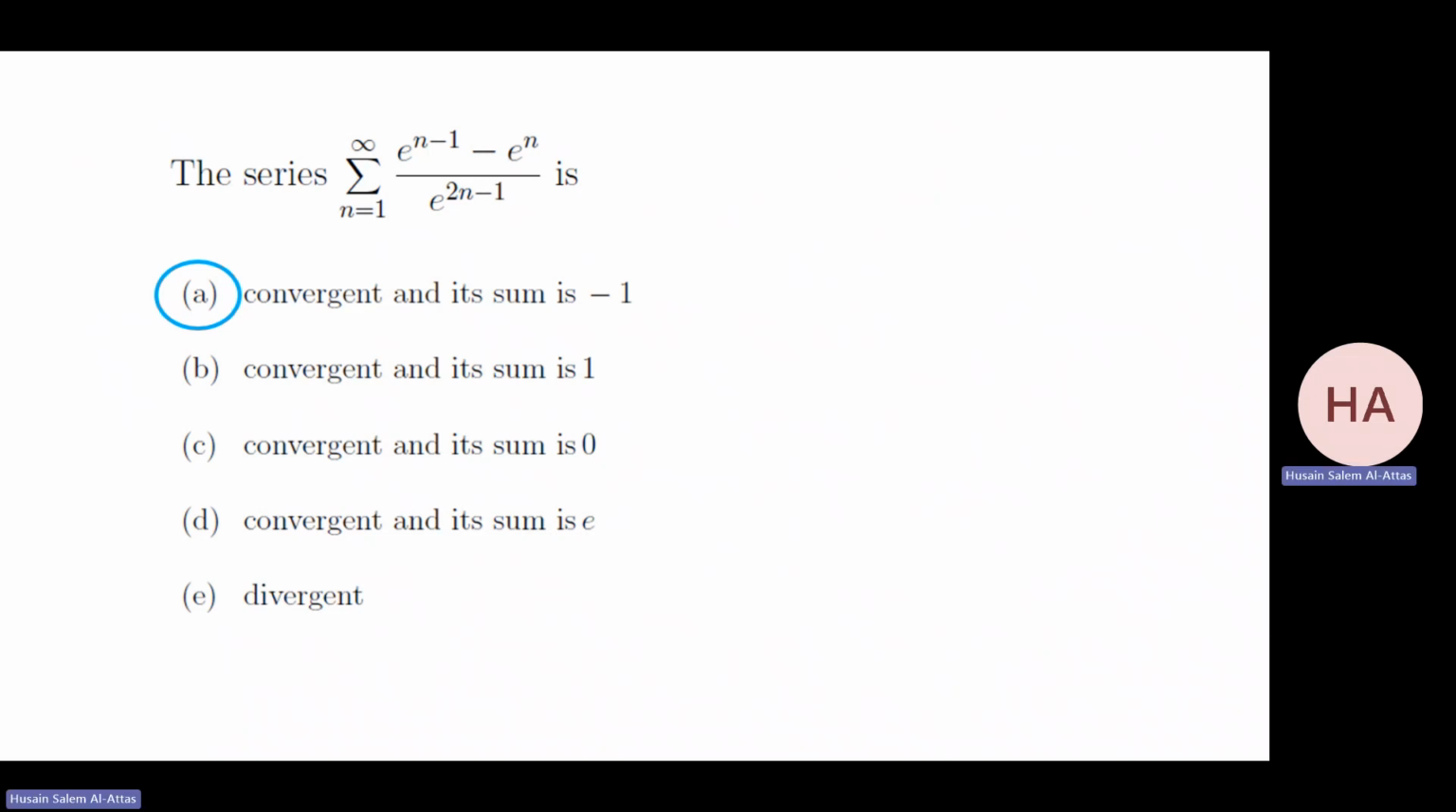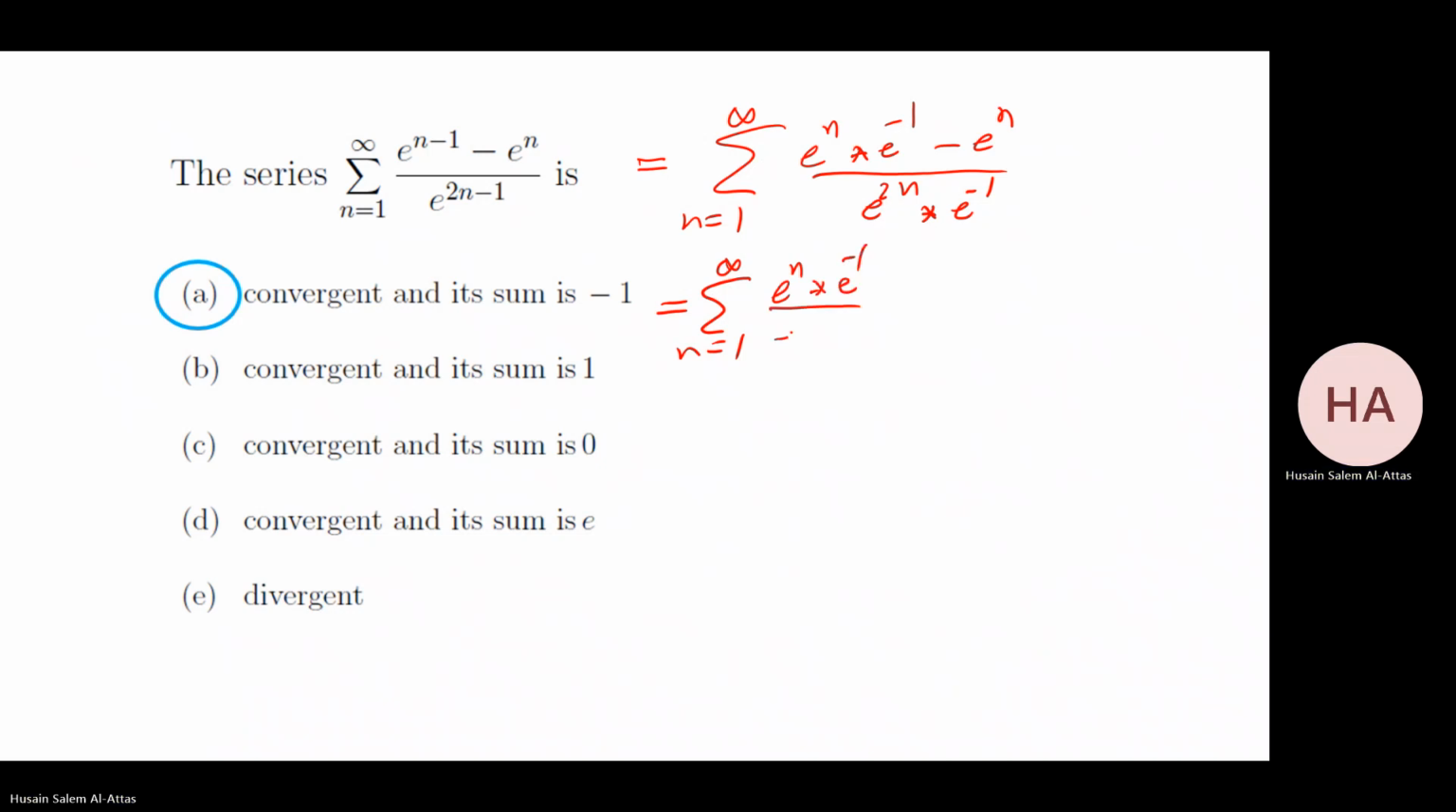The power n minus 1 minus e to the power n. Yeah, you need to manipulate it a little bit. It's just the power things. So you have e to the power n times e minus 1 minus e to the power n over e to the power 2n times e to the power minus 1. So I split it into two series. I have e to the power n. Let me do it in details. Minus summation e to the power n over e to the power 2n times e minus 1. Yeah, these cancelled.